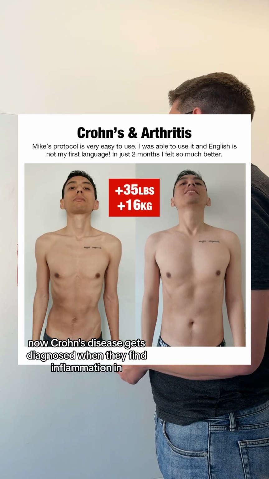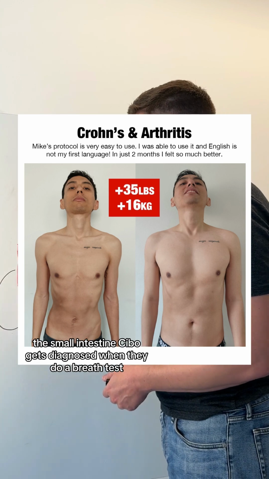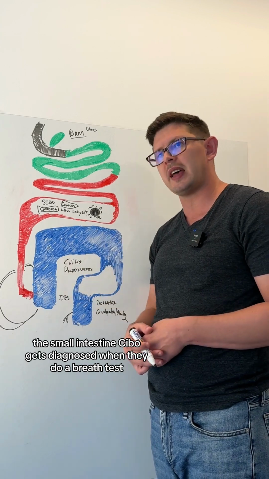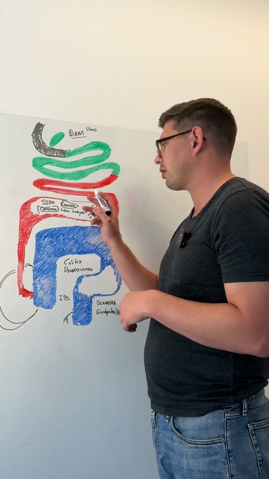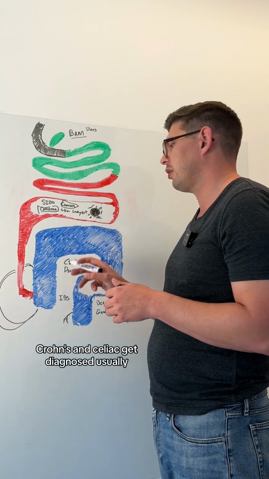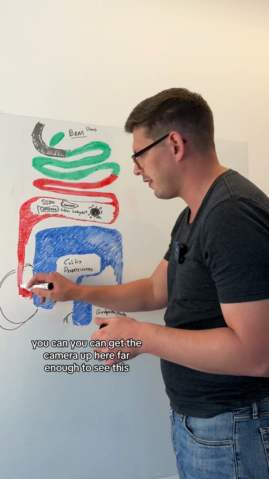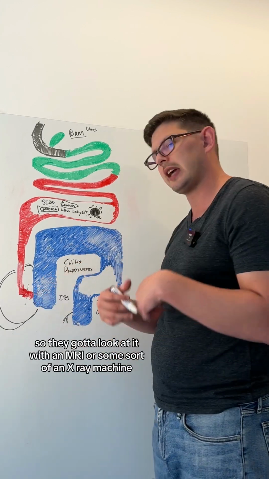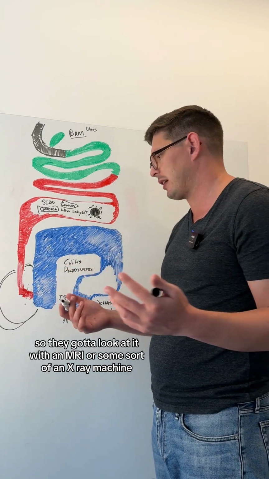Now, Crohn's disease gets diagnosed when they find inflammation in the small intestine. SIBO gets diagnosed when they do a breath test. Candida gets diagnosed usually when they do a stool test. Crohn's and celiac get diagnosed usually, sometimes you can do it with a colonoscopy. You can get the camera up here far enough to see this, but a lot of the times you can't. So they got to look at it with an MRI or some sort of an X-ray machine.